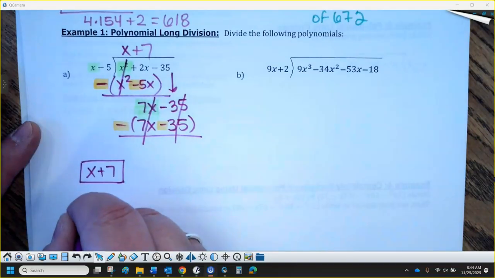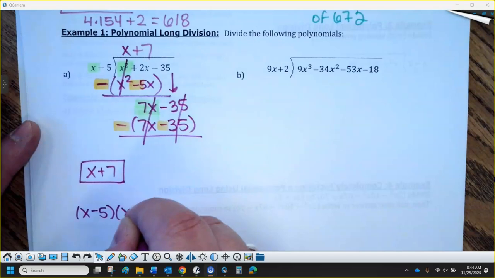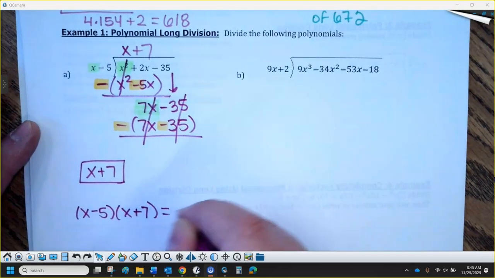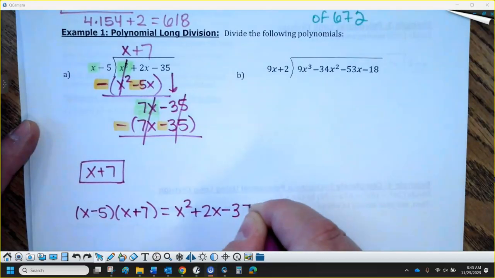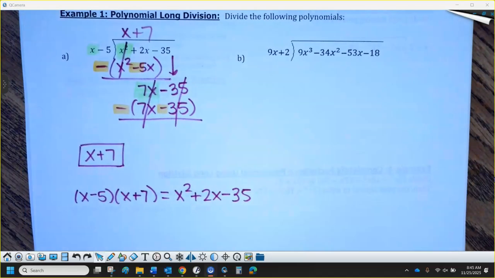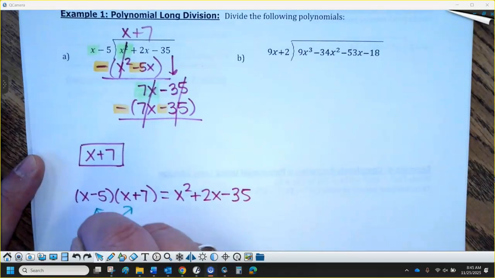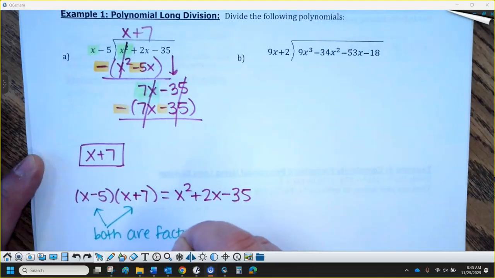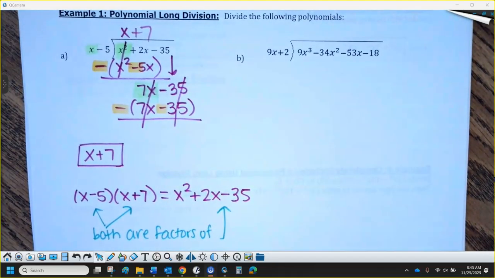What it means is if I were to take x minus 5 and x plus 7 and FOIL that out, it would give me back what I had under the division sign. That's what that means. What it also means, I'm just going to draw an arrow here. Both of those are factors of that lovely polynomial that we had under the division sign.